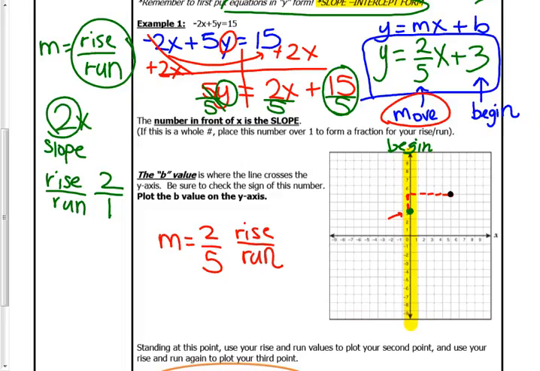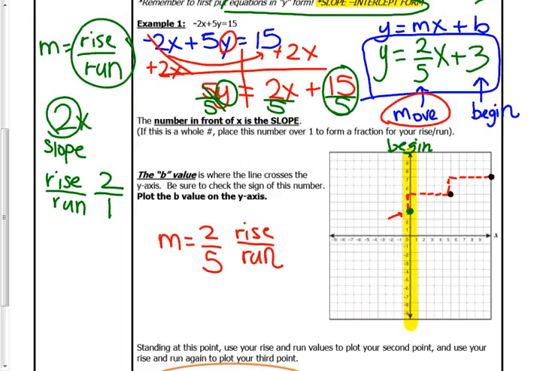So again, from this new point that's black here, we're going to move up again, 1, 2, that was our rise, and our run is 3. I'm sorry, 5. 1, 2, 3, 4, 5. And wherever you land, you want to place a point.